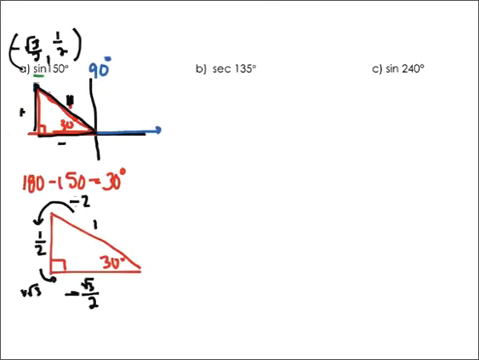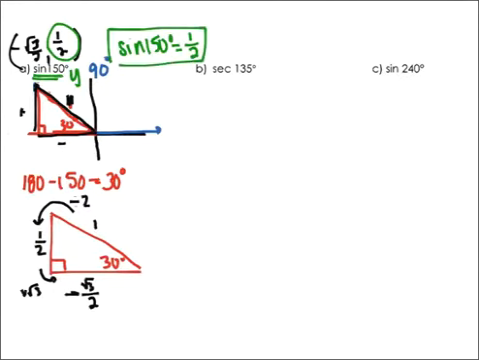Now, what the question was, sine of 150. Remember, sine is equal to the y value. There's the y value. So the sine of 150 is equal to 1/2. Sine 150 degrees is equal to 1/2.